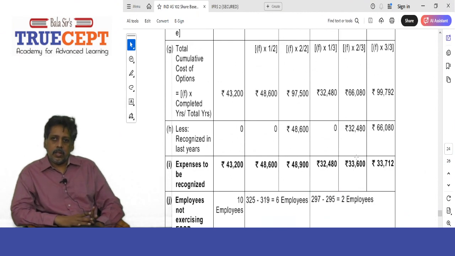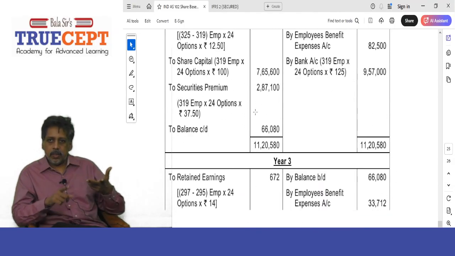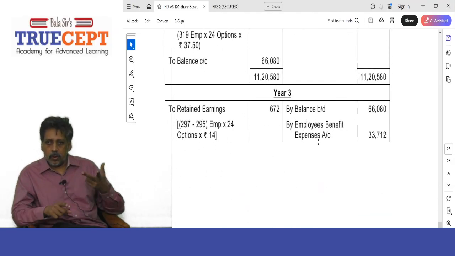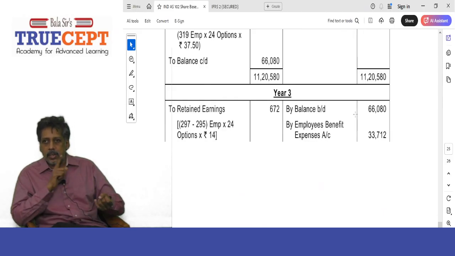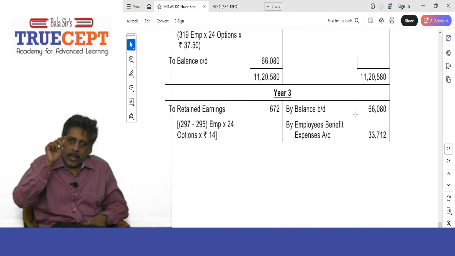Now let us go to the ledger. Just see on the credit side, by balance brought down 66,080 on the screen. And then by employee benefit expense. What did you get for the current year? 33,712. Very good. Then let's find the retained earnings transfer.